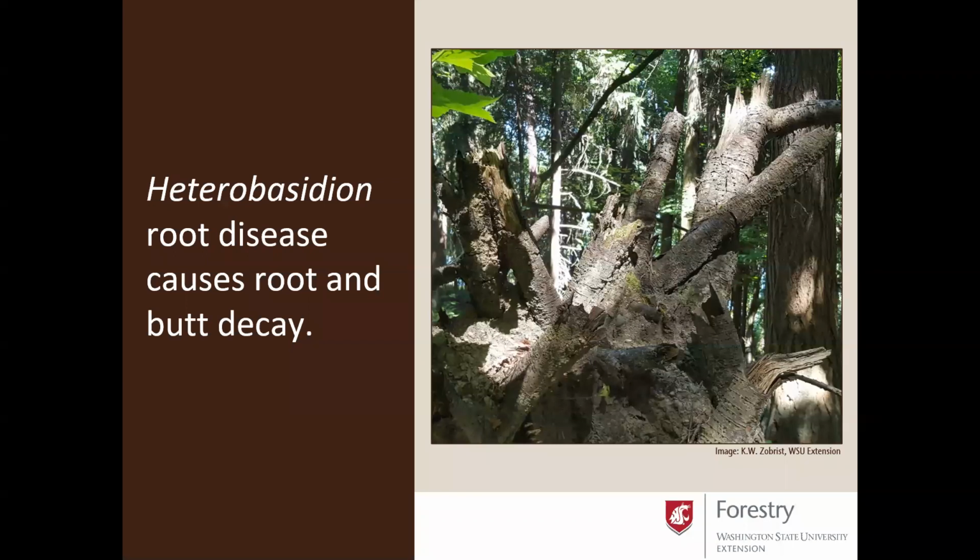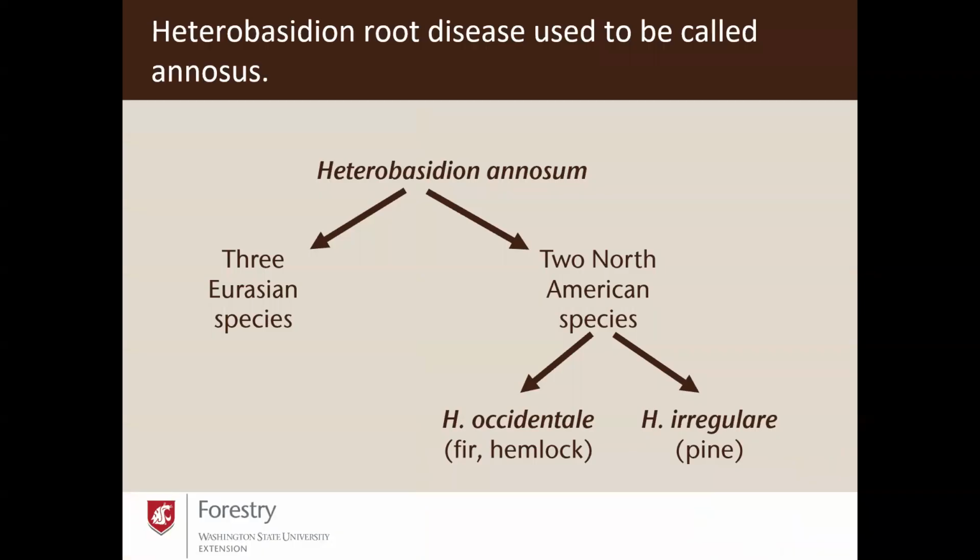All right, Heterobasidion. Now this is a root and butt disease. And this is the root disease formerly known as annosus. So it's undergone some species differentiation and clarification over the last few years. We used to attribute this to Heterobasidion annosum. And Heterobasidion is the most common damaging root disease throughout the whole northern hemisphere. And so they have species in Europe and Asia, as well as North America.